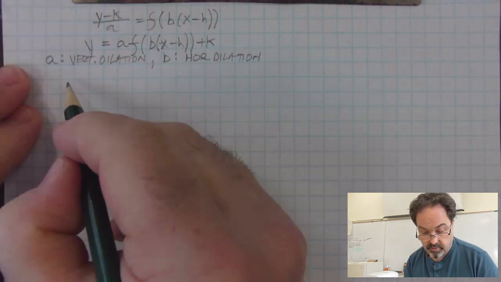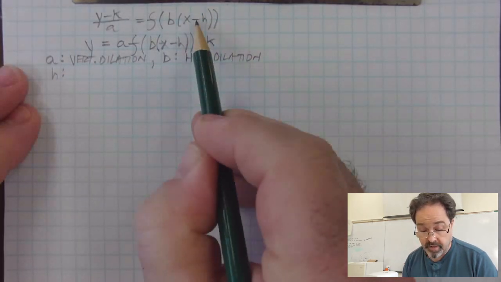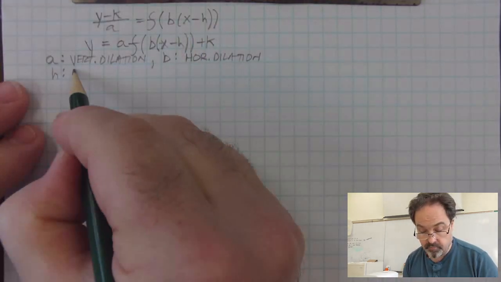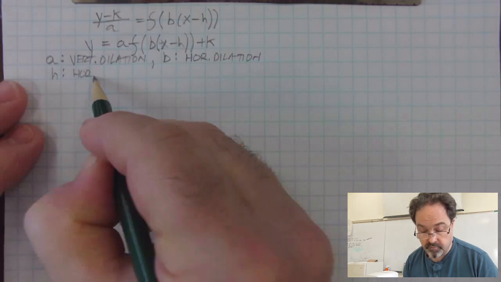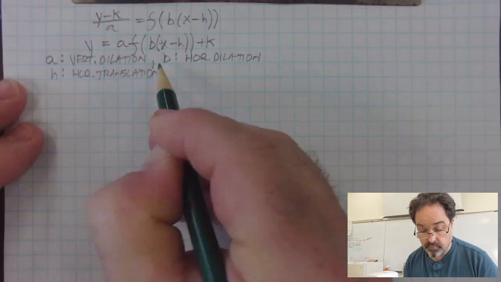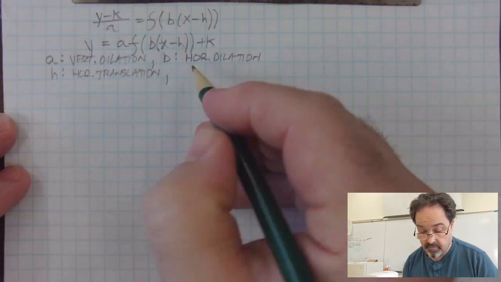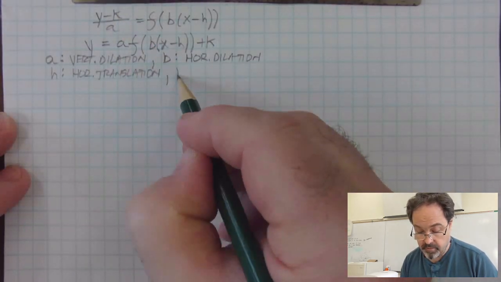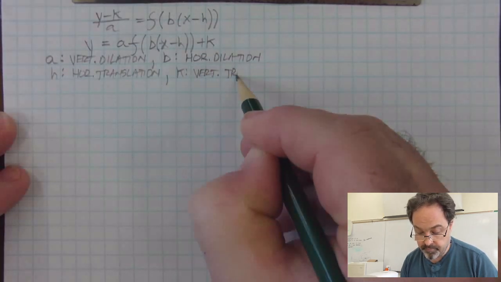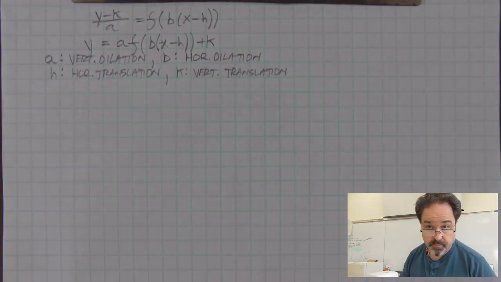The parameter h, which is grouped with x, slides the graph left or right, which is a horizontal translation. Translation is a fancy word for slide. K performs a vertical translation, which is a slide up or down.